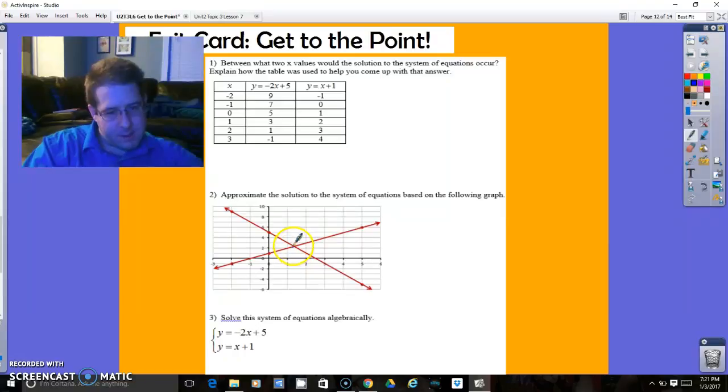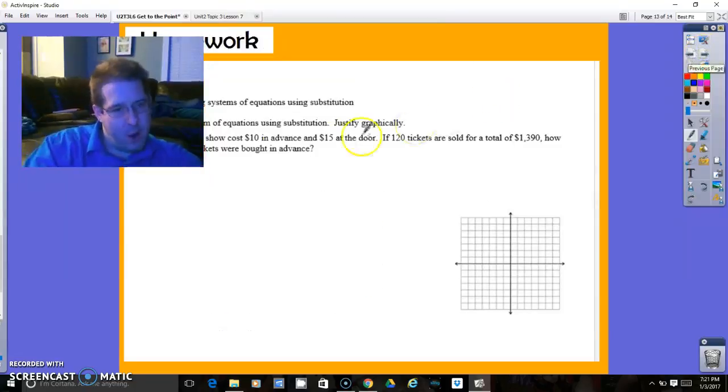So you can clearly see that they're still going to intersect right there at about 1.2. Or, I'm sorry, 1.3, 1.4. Those are my guesses. All right, so getting to the homework.